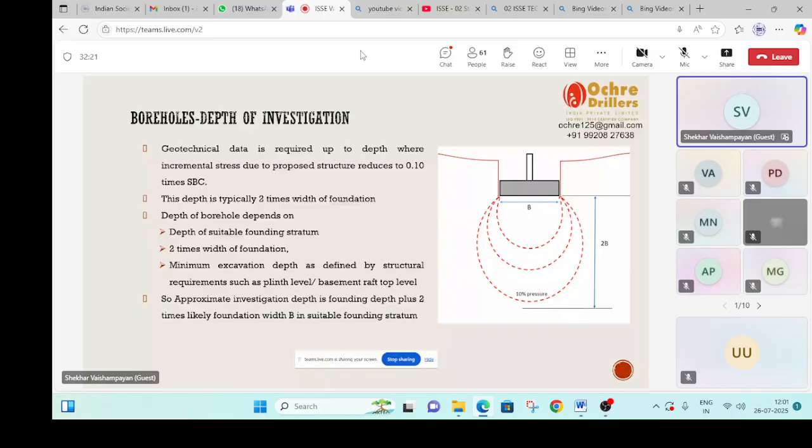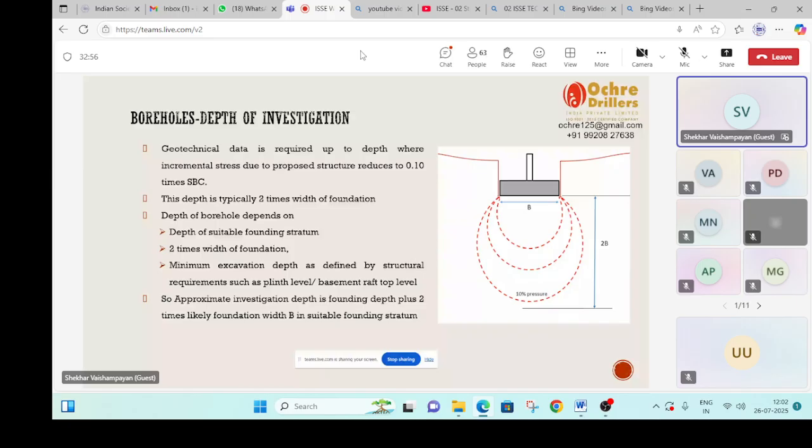So consider the diagram on the right side. You have ground level and the footing has been placed. Let's say the footing has been placed at depth D below the ground, and we have a foundation of width B. The stress curve shows that at depth 2B below the foundation, the stress increment reduces to 10% of the stress applied on top, which is 10 tons per meter square, 20 tons per meter square, or 400, 440 tons per meter square. It is 400 kilonewtons.